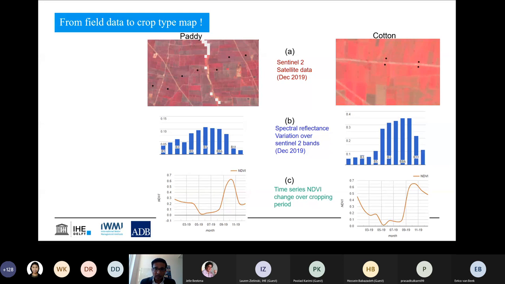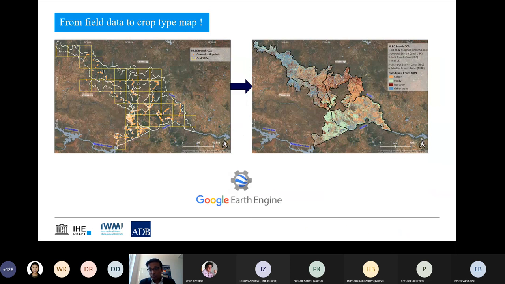You can see in this figure, in the second row, how each crop varies over different spectral bands. And in the third row, you can see how different crops vary on a time scale. For example, the NDVI changes over time for paddy and cotton. And this information is used in a machine learning model to come up with a high resolution crop type map.